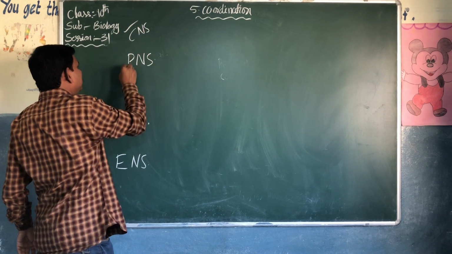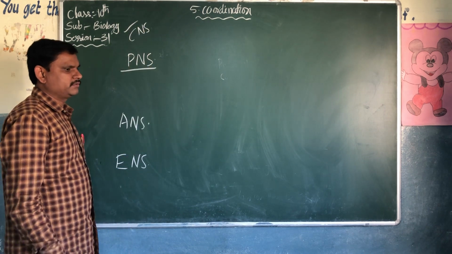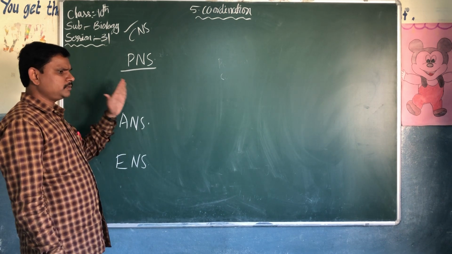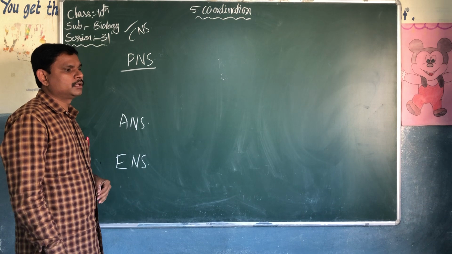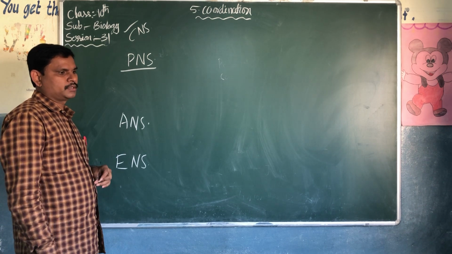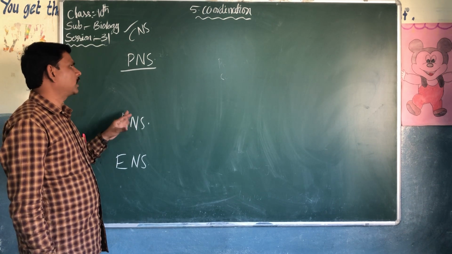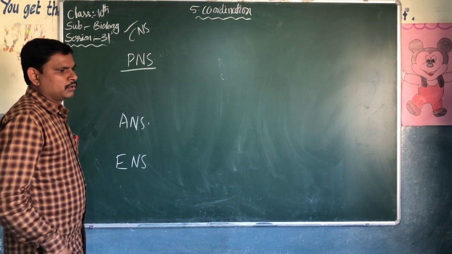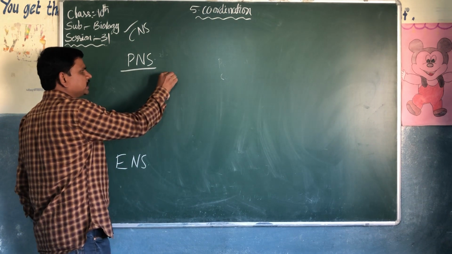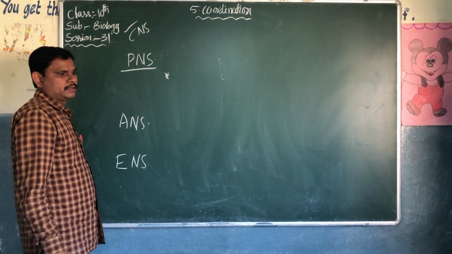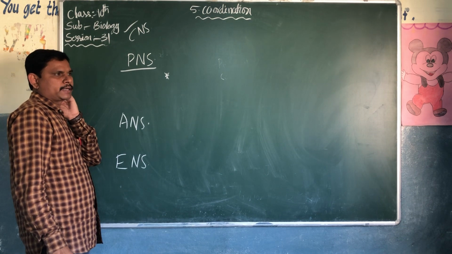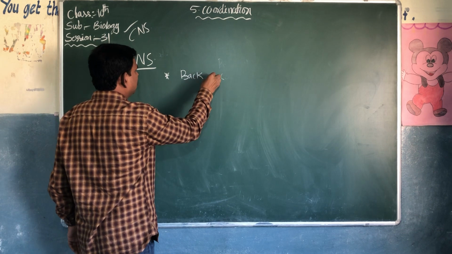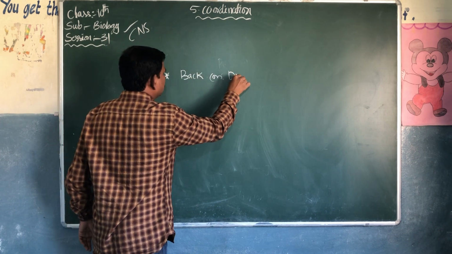So let's come to what is the peripheral nervous system. In the peripheral nervous system, the spinal cord has two roots. You can see the spinal cord has two types of roots. One root we can see on the backside, the dorsal root.